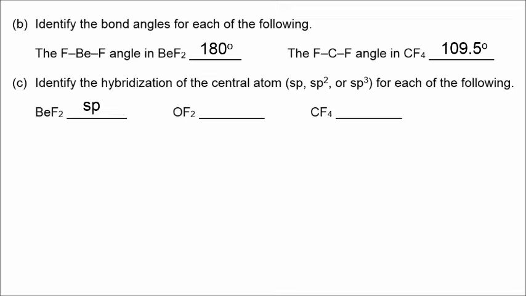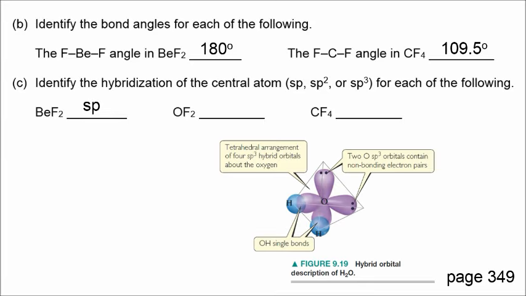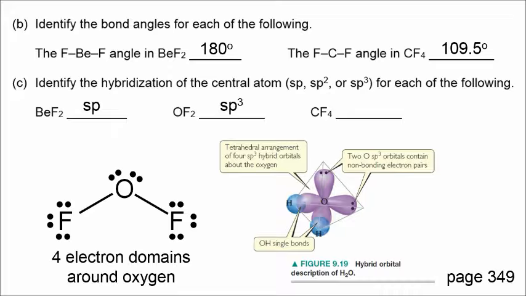Now oxygen difluoride, well, think about this. This is on page 349. Here's a water molecule. Water is bent, just like oxygen difluoride is bent, but there are 4 electron domains, 2 bonding domains and 2 non-bonding domains. A total of 4 electron domains makes it sp3 hybridized. Carbon tetrafluoride is also sp3 hybridized, 4 bonding domains.